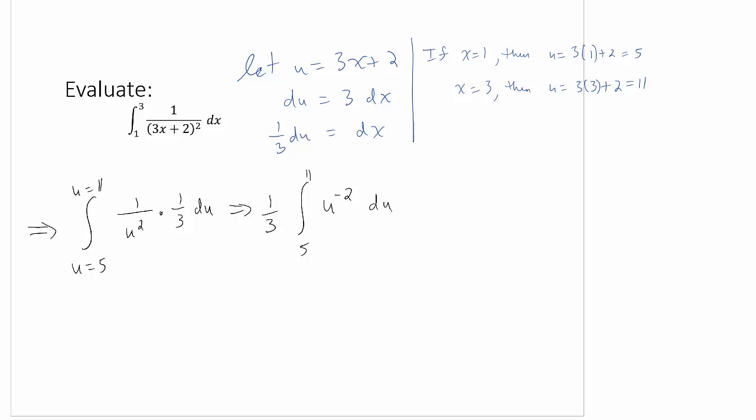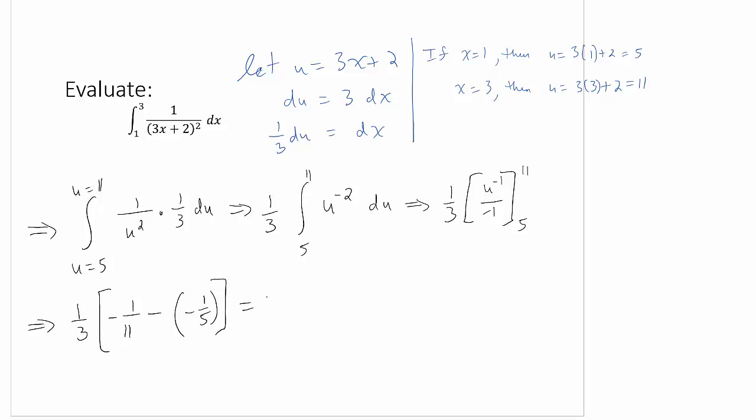The antiderivative of u to the negative 2nd would be u to the negative 1st over negative 1. So I'd have 1/3, and then I'd have u to the negative 1 over negative 1. And remember, for definite integrals, we don't need to worry about the constant of integration. And from 5 to 11. And so then that would be 1/3 times, remember that raising a number to the negative 1st power, 11 to the negative 1st power is 1/11. So I'd have negative 1/11, subtract, and now substituting the lower limit, negative 1/5.